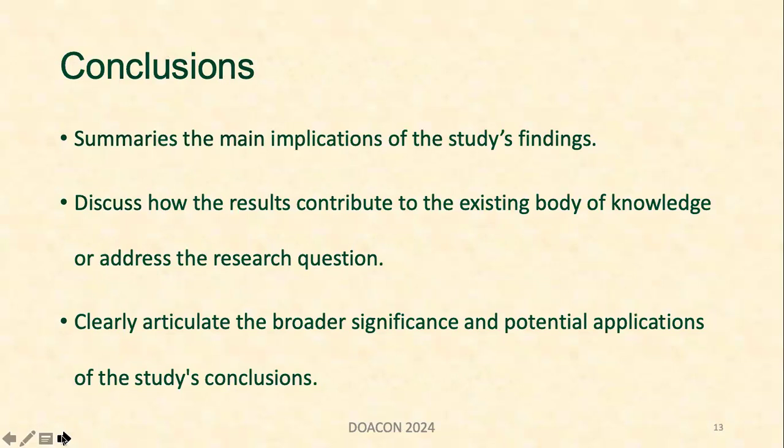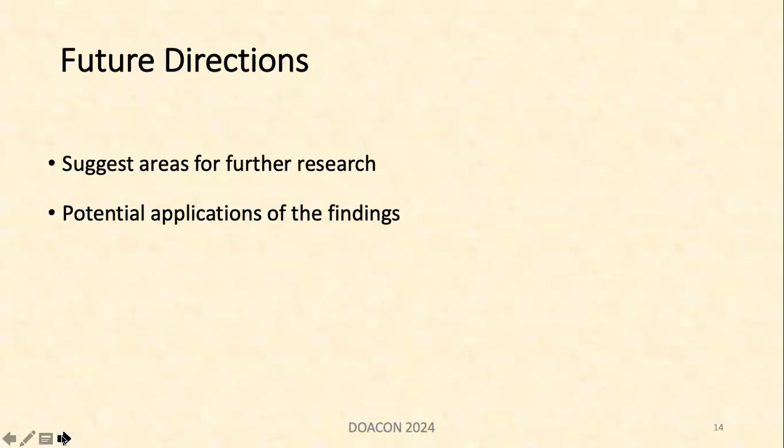Conclusions should always be connected to the aims and objectives and should not be philosophical. Summarize the main implications of the study findings. Discuss how the result contribute to the existing body of knowledge or address the research question, and clearly articulate the broader significance and potential applications of the study's conclusion. Finally, you have to mention the future directions, suggest areas of future research, and potential applications of whatever findings you have.